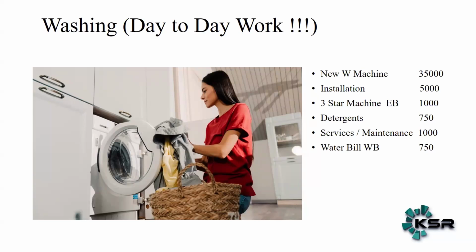Water bill 750 rupees. Okay, that also you need to pay. For a washing machine, since it is automatic and takes water directly, the water usage is also higher. So 750, 1,000, it's almost 2,500 you are spending only on your washing machines.